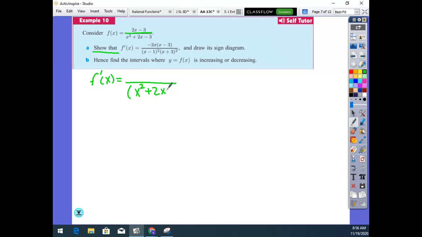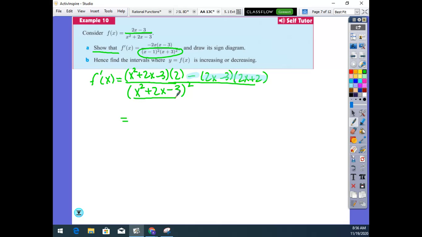So we just square the bottom, then the bottom times the derivative of the top, minus the top times the derivative of the bottom. We're going to have to be really careful here because we have to distribute this and subtract the answer. So be careful.